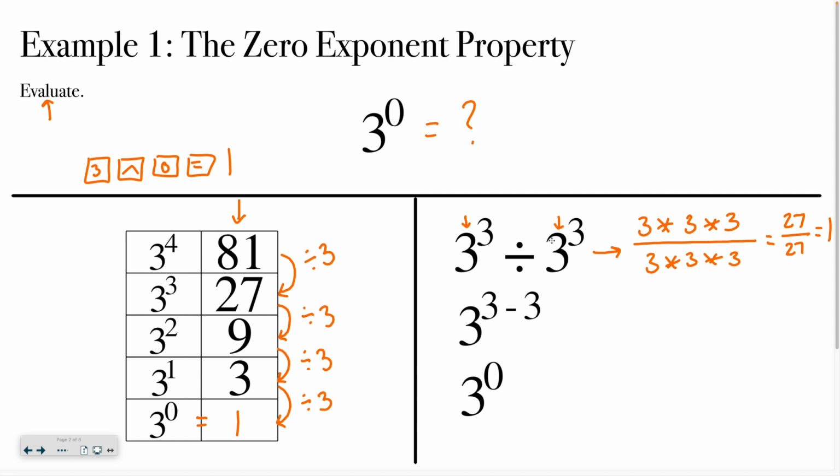So you can see that 3 to the 3rd divided by 3 to the 3rd is the same as, as we talked about, 3 to the 3 minus 3, because that's what division does for the exponents. We end up subtracting the exponents. So that's going to be 3 to the 0 power. And 3 to the 0 power, as you can see from up here, equals 1. So anything to the 0 power equals 1.